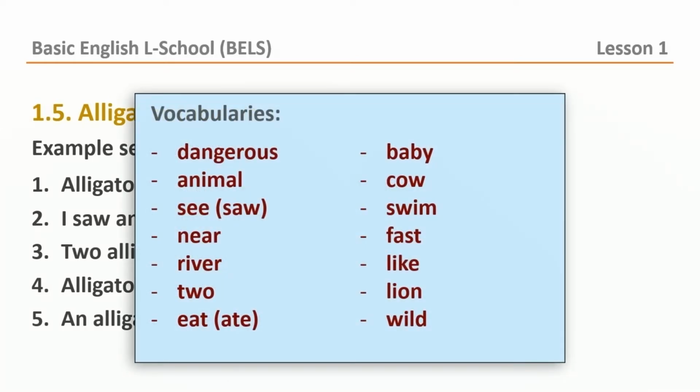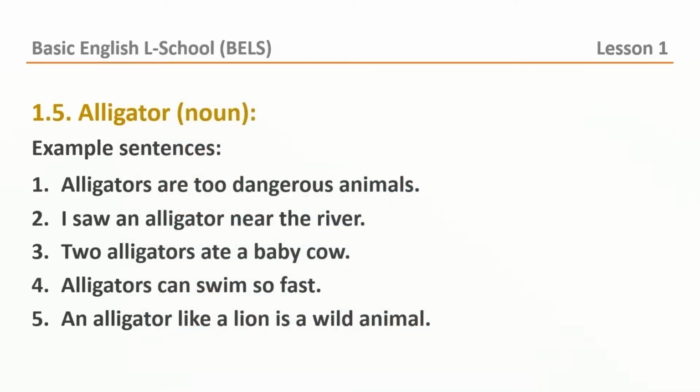The vocabularies are dangerous, animal, sea. Its past form is saw. Near, river, to eat. Its past form is ate. Baby, cow, swim, fast, like, lion, wild.